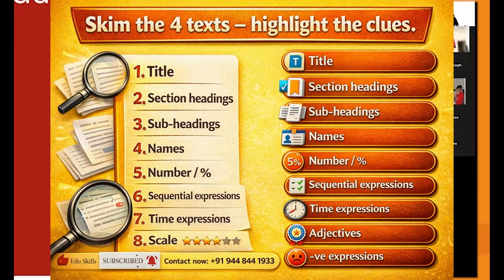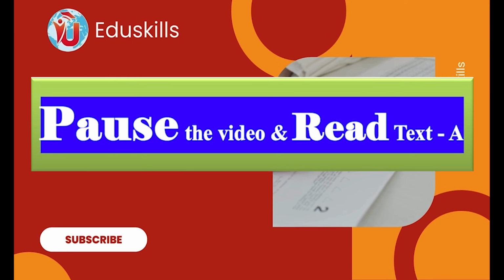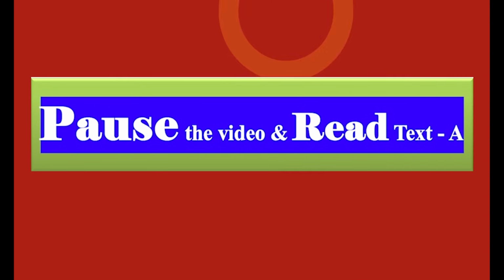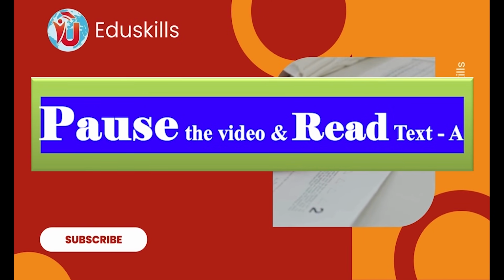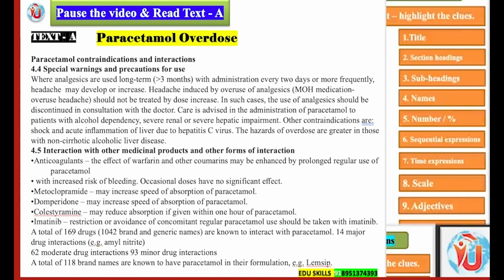Text A. As we read through, if you have a text in your hand, try to underline and identify these clues, okay? I have given the clues on the side. Underline those things. For example, the title is paracetamol overdose. The section heading is paracetamol contraindications and interactions. The subheading is special warnings and precautions for use. Again, you have interaction with other medicinal products and other forms of interaction.